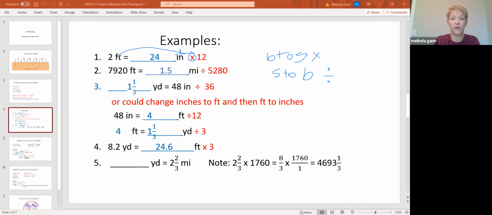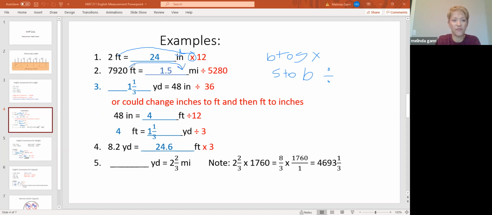How many inches are in a foot? 12. So you would take that 2 and multiply by 12 and your answer would be 24. All right, look here, my number's right here. My blank is right there. So I'm going from the number to the blank.